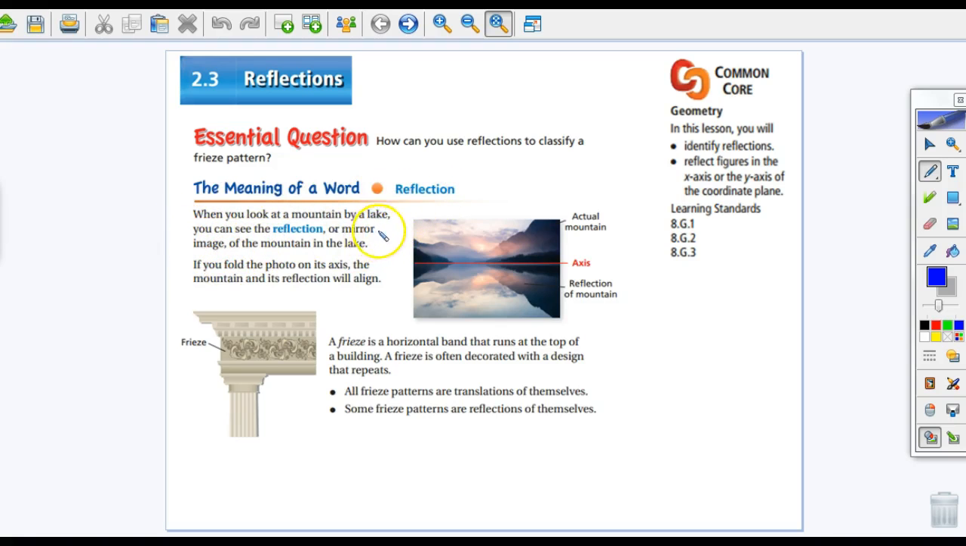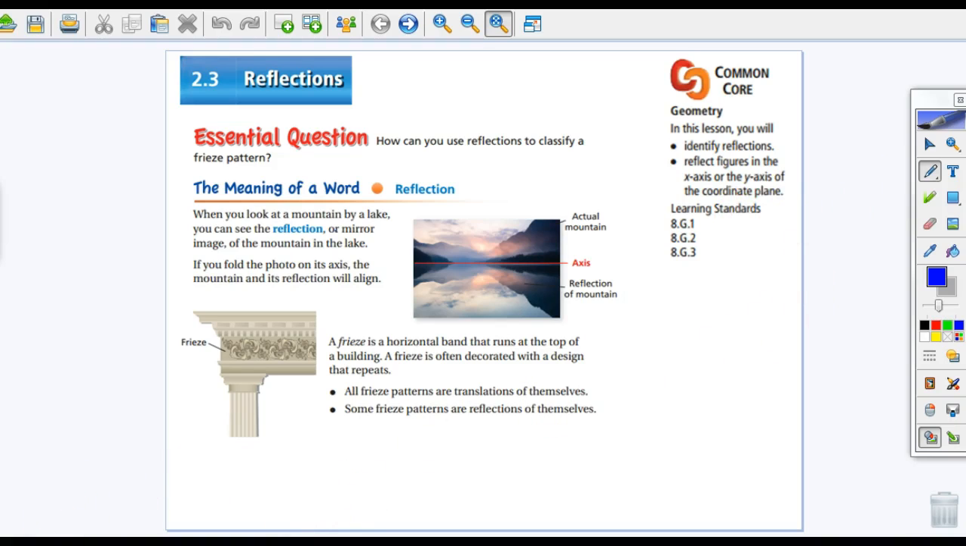When you look at a mountain by a lake, you can see the reflection or mirror image of the mountain lake. So what we're going to do today is look at mirror images of geometric figures. Our Common Core standard is 8.G.1. We're going to identify reflections, and reflect figures over the x-axis and the y-axis in our coordinate planes. So we're going to start with the basics and then move on from there. Your objective today will be to identify and reflect figures in the x-axis and y-axis of the coordinate plane.